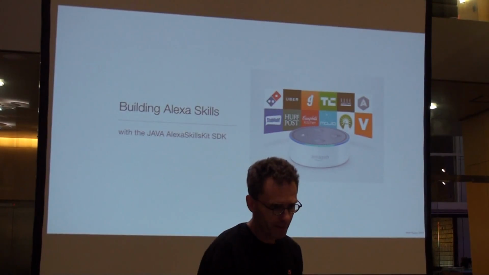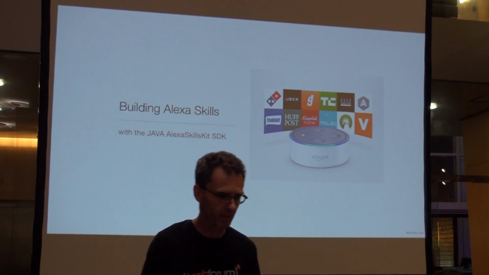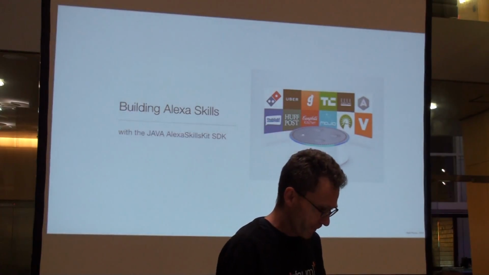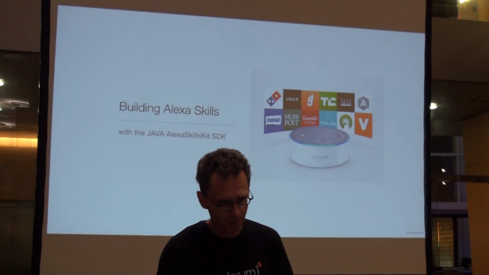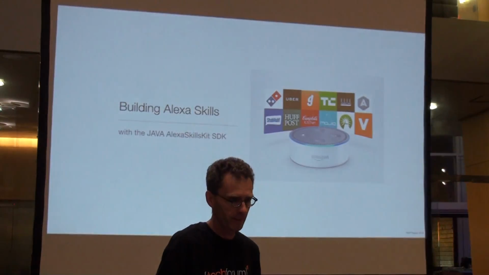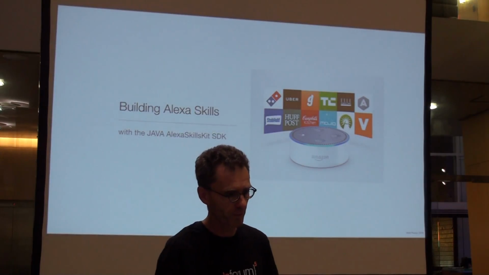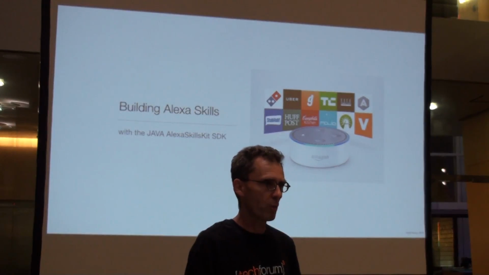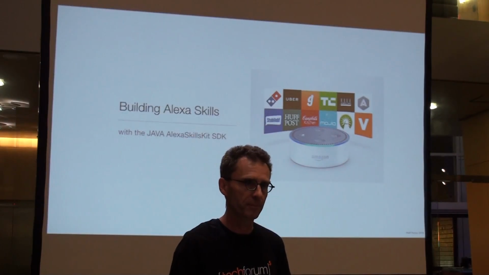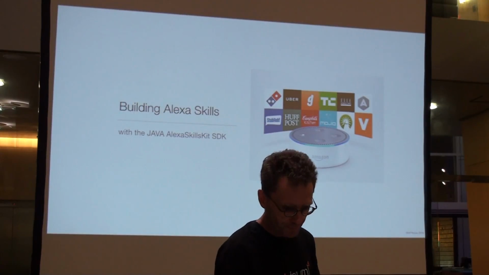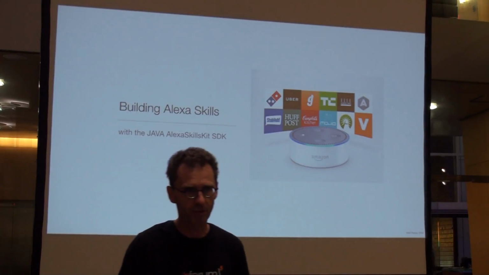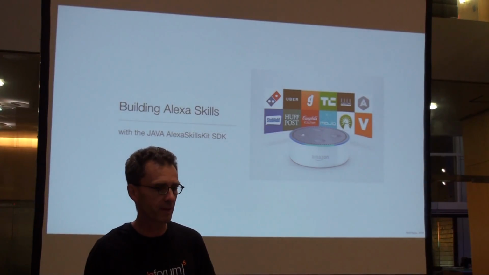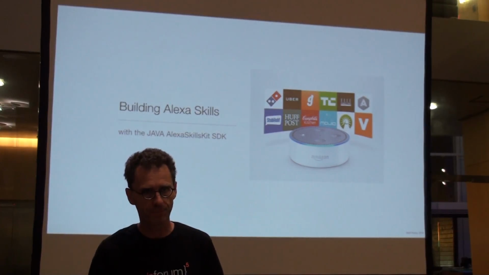So let's talk about this Alexa thing, building an Alexa skill. So differently to Siri, for instance, even much different to what you can do with Cortana, Amazon opened that system up from the very beginning. And they built what they call the Alexa Skills Kit. There's a Java version for it and a Node version.